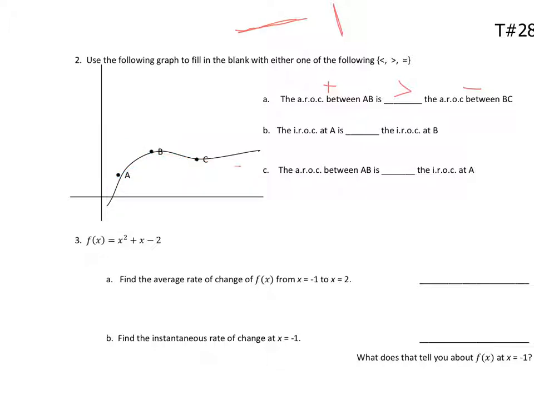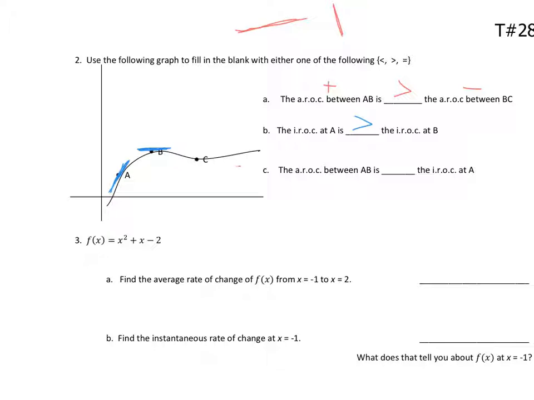Now let's look at the next one. See if you can figure out what you're comparing. The IROC at A, the instantaneous rate of change, so that is the slope of the tangent line, compared to the IROC at B. Those two tangent lines, the slope at A and the slope at B, they're both positive, but which one would be a bigger number? Well, of course, the steeper one, so I also get greater than on that one.